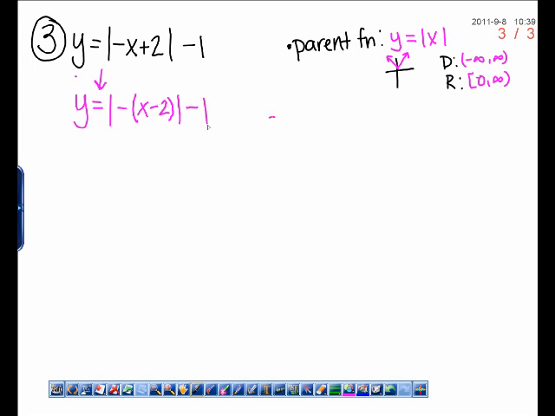So -1. All right. This is one of those things, I know it's weird. I know it doesn't make a lot of sense. But the idea is that that reflection is happening to the whole inside. So I have to take it out. Okay? All right. So let's list our transformations.